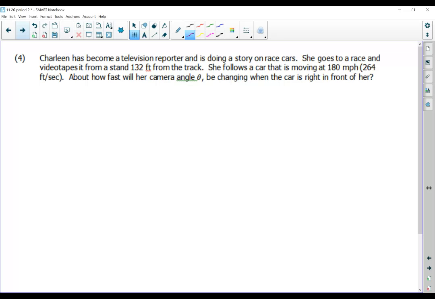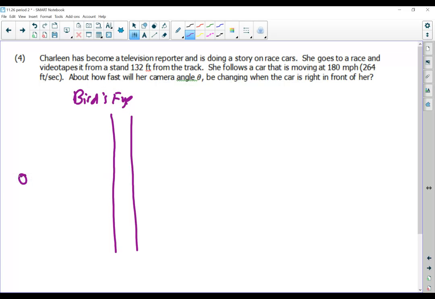Okay, so I want to figure out what's happening in this situation. I'm going to assume that she's in front of the straight part of the track, so I'm going to do a bird's eye view of this situation. Here's Charlene over here with her ponytail and her camera. That's her camera. I'm a really good drawer, guys, just so you know. And she's filming it. And then there's this car.